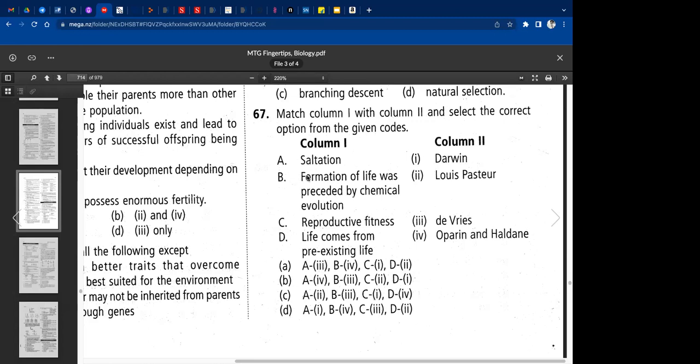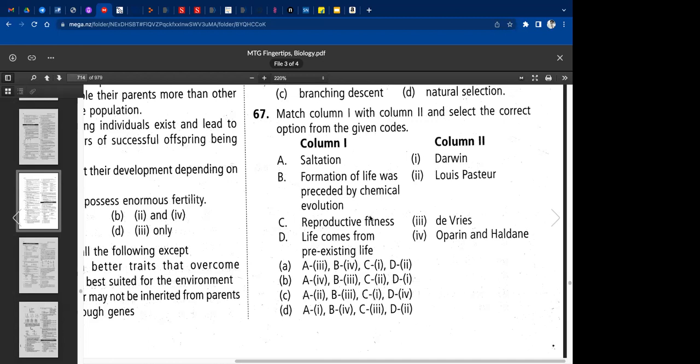Let's see other options. B, formation of life was preceded by chemical evolution, goes with Oparin and Haldane. Correct, right? Because Oparin and Haldane first proposed it, which Urey and Miller then actually did in their experiment. It was experimentally proved by Urey and Miller's experiment, but Oparin and Haldane were the first to give the idea or the proposal. They did not do the experiment. But still, B goes with 4, correct.